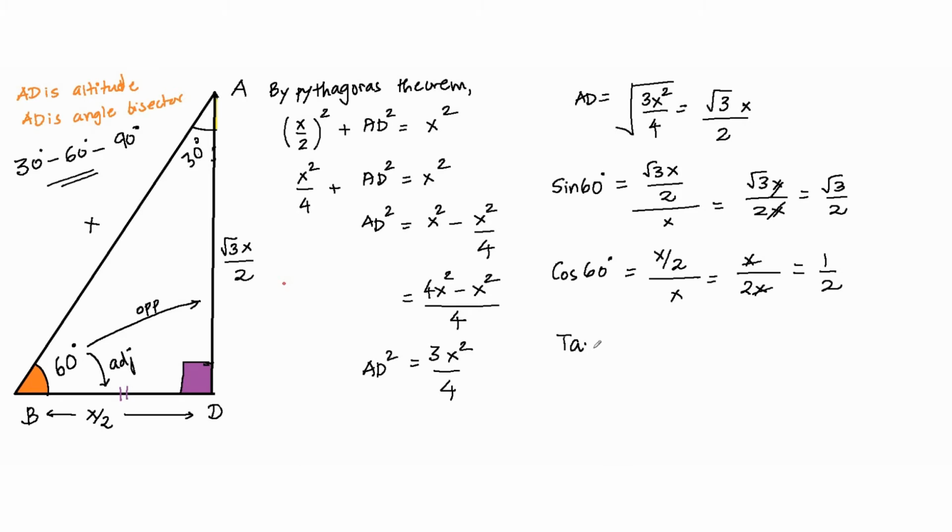And let us find tan 60. Tan 60 is given by the opposite side, which is root 3x by 2, the whole divided by the adjacent side, which is x by 2. I know that this is division of two fractions. So when I have division of two fractions, I convert it into product of the fractions, but the second fraction is taken as its reciprocal. So x by 2 has become 2 by x, and division has been converted into multiplication. 2 cancels, x cancels. Therefore, the value of tan 60 is root 3.